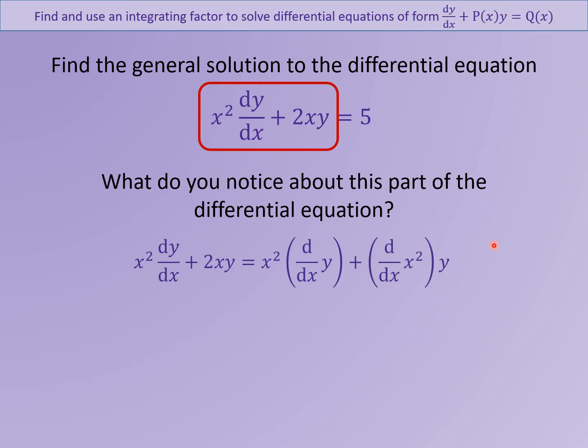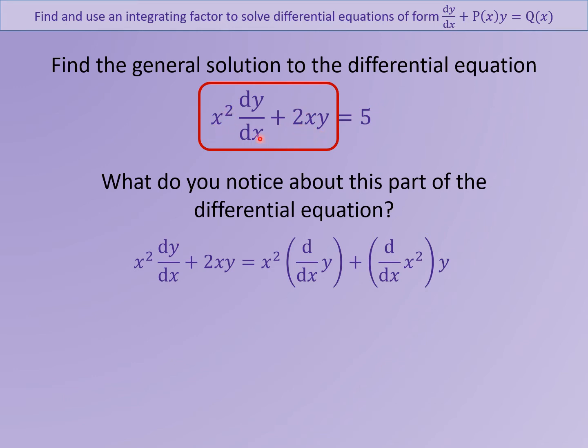Okay, so well done if you noticed that that side of the equation can be written like this. If you think about it, what you might have noticed is that really we have x squared there, and this is you differentiating y. So we've got x squared differentiate the y, plus leave the y alone, and differentiate x squared to get 2x. So I notice that x squared there differentiates to get 2x.